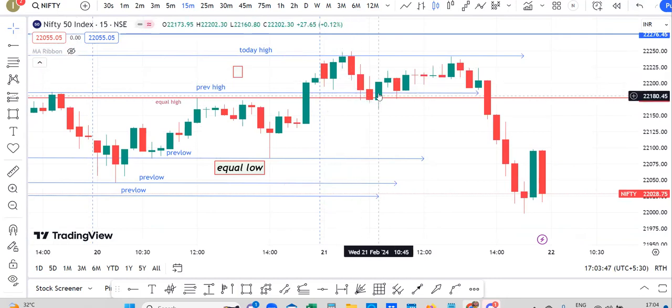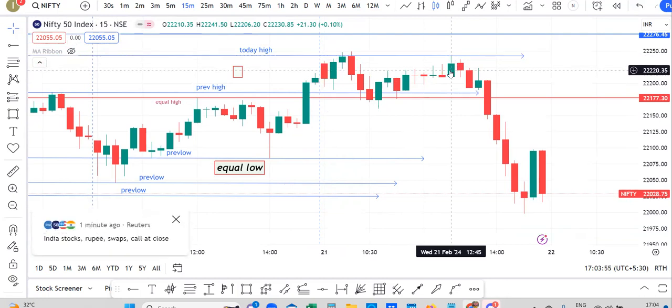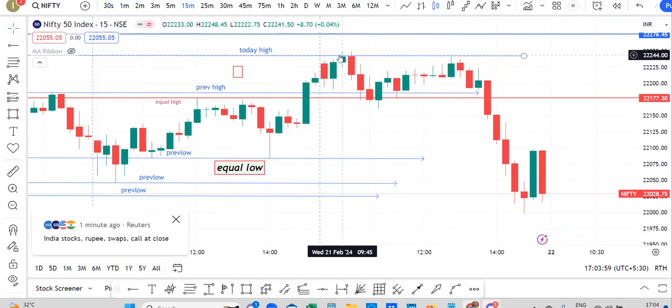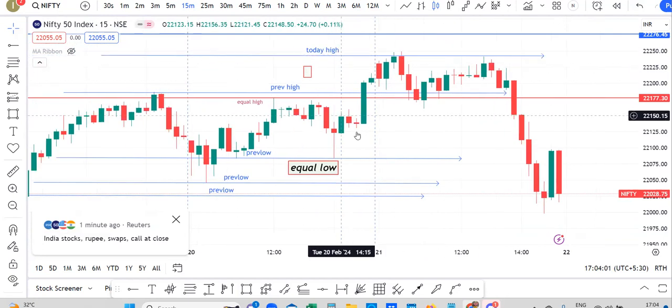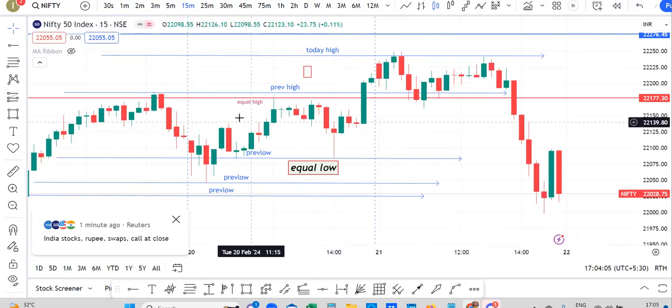But what happened is, there was a reversal. The market tried to go up to the same level. You can see it has approached 22,241, a little bit short of it. I was able to make out something.